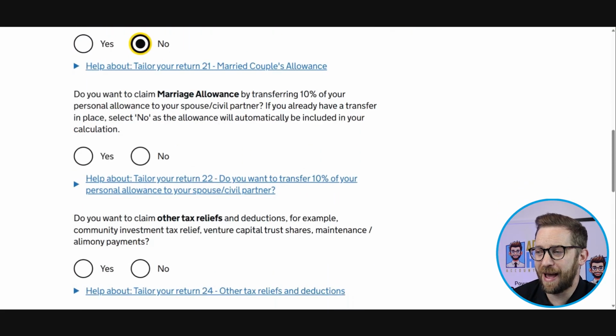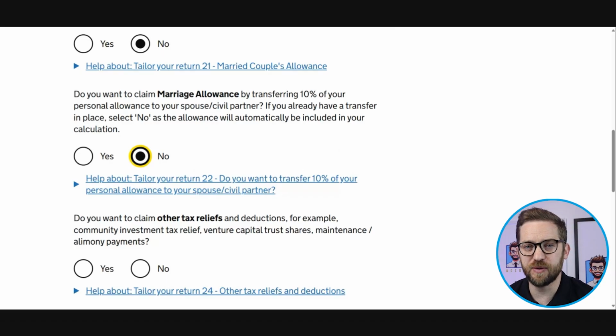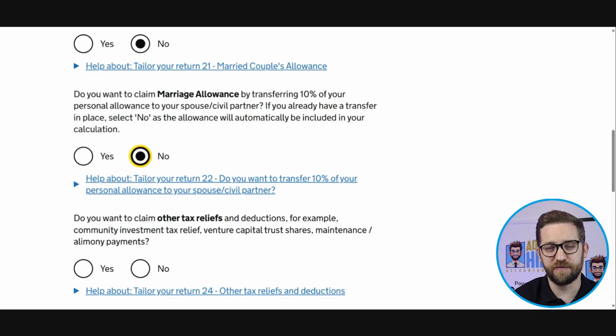But the one below that, marriage allowance, so by transferring 10% of your personal allowance to your spouse or civil partner, that one's normally beneficial or normally applies where one of you is a basic rate taxpayer and one of you is earning below the personal allowance, so £12,570. So if you're earning below that, you're not making full use of your personal allowance. So HMRC allow you to transfer 10% of your allowance to your partner. And then that way, between the two of you, you end up getting a tax saving. But it's only allowed where one is a basic rate taxpayer and one is below the personal allowance.